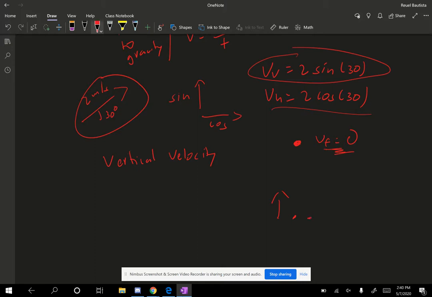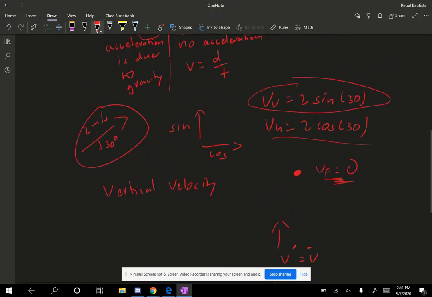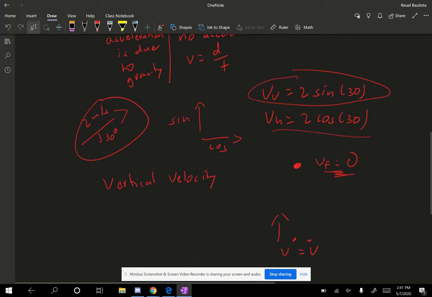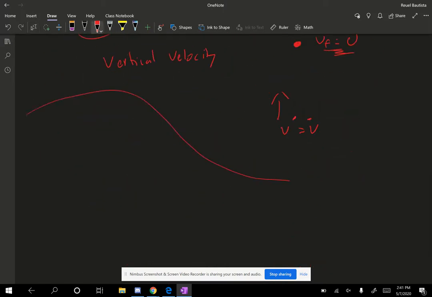And the velocity here is equal to the velocity here. If you throw something up, when it lands in your hand at the same position, it's going to have the same velocity as when you threw it up. That's very important to understand. And that's the basics of kinematics, at least the equations that you're going to need to know for kinematics. Now let's move on to the next part.